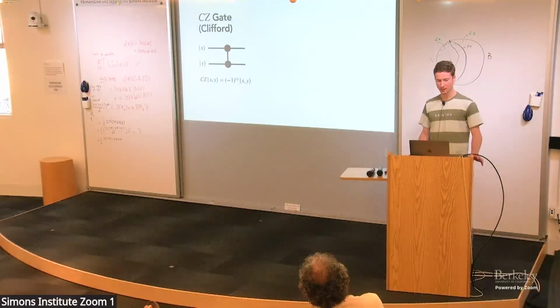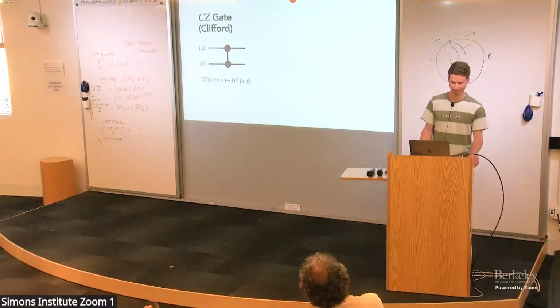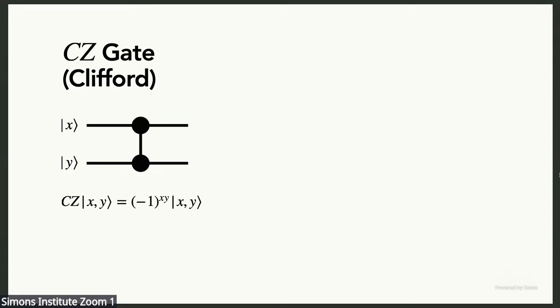Great, so just a brief recap in case you're not familiar. The CZ gate is like a baby version of CCZ. It's actually a Clifford gate which just takes in 2 qubits, x, y, and introduces a phase of -1 if both x and y are 1. Otherwise, it does nothing.